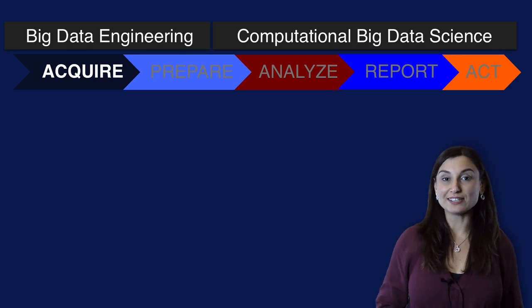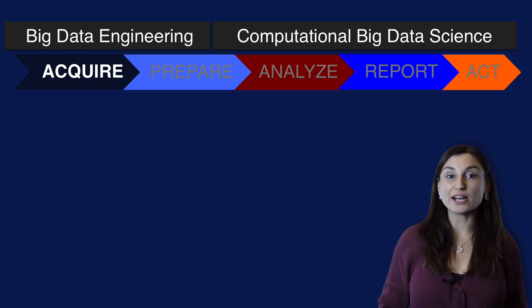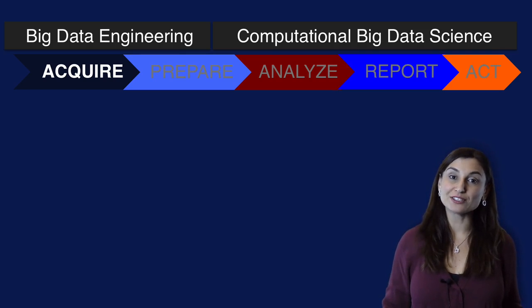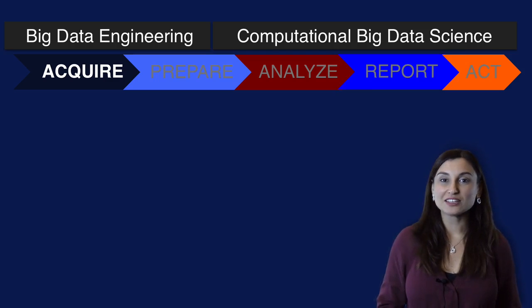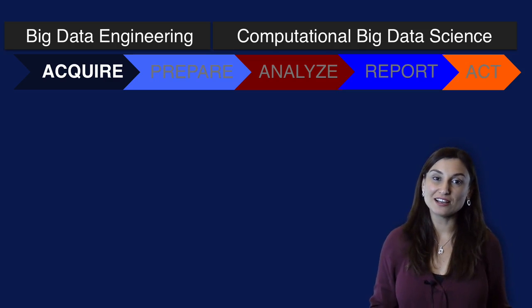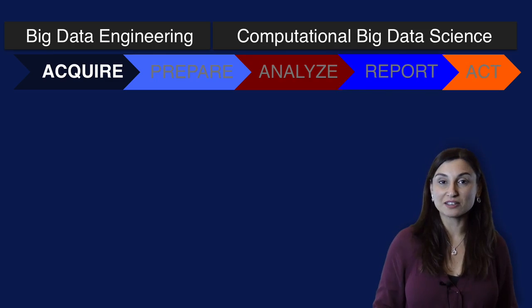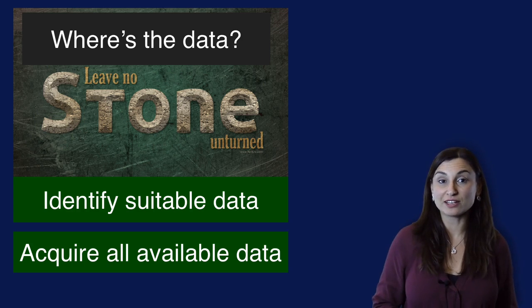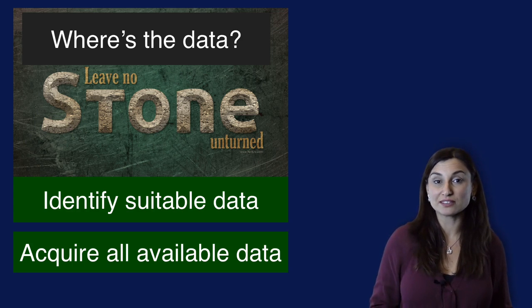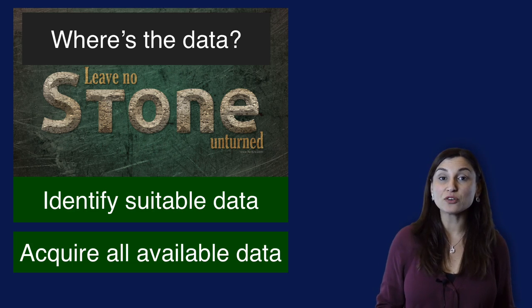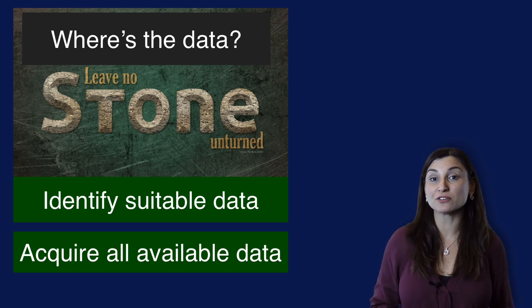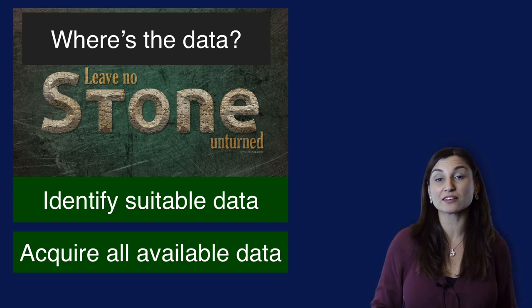The first step in the data science process is to acquire the data. You need to obtain the source material before analyzing or acting on it. The first step in acquiring data is to determine what data is available. Leave no stone unturned when it comes to finding the right data sources. You want to identify suitable data related to your problem and make use of all data that is relevant to your problem for analysis. Leaving out even a small amount of important data can lead to incorrect conclusions.